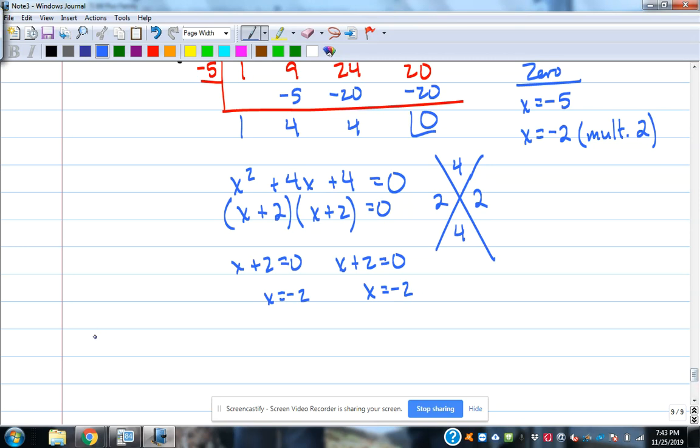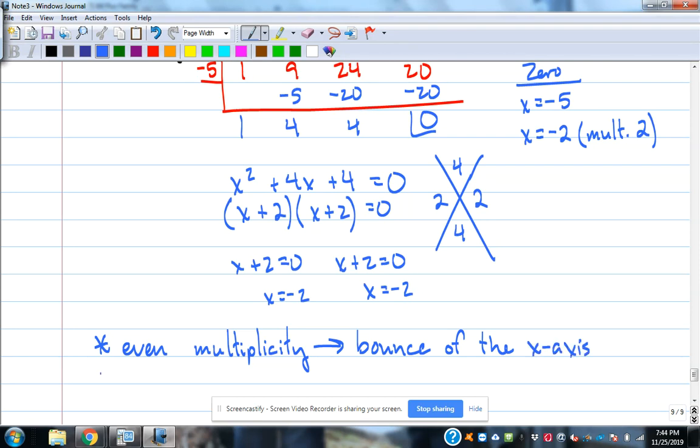You might want to write this down. So even multiplicity bounce off the x-axis. Odd multiplicity cross the x-axis.